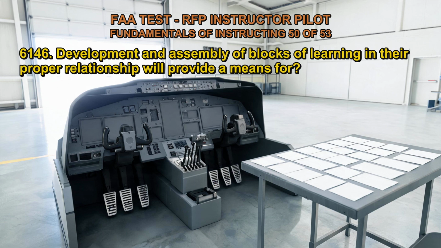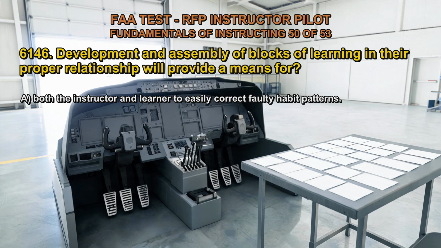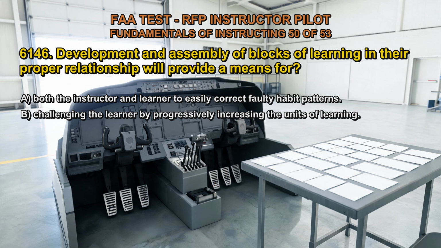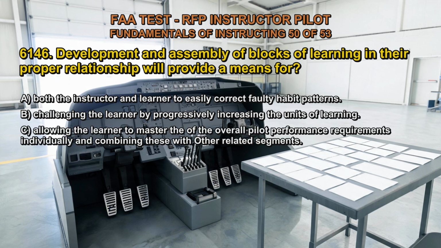6146. Development and assembly of blocks of learning in their proper relationship will provide a means for A. Both the instructor and learner to easily correct faulty habit patterns. B. Challenging the learner by progressively increasing the units of learning. C. Allowing the learner to master the overall pilot performance requirements individually and combining these with other related segments. The correct answer is C.